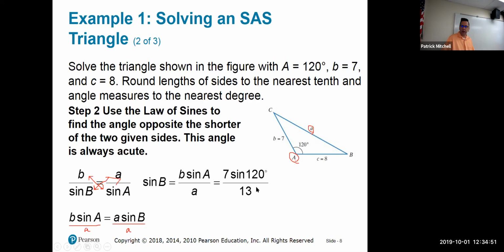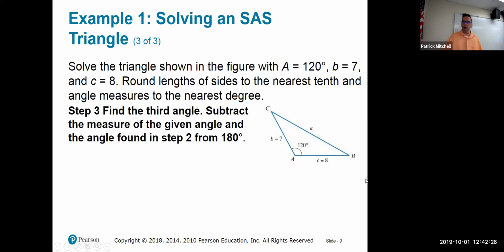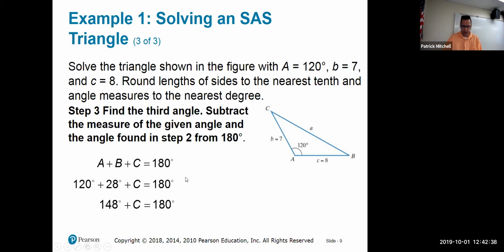7 sine 120 degrees divided by 13 is about 0.4663. And because we know that this unknown angle is acute, we can count on the calculator to give us the right value. We do not have to worry about this angle being in quadrant 2, okay? Like we sometimes did in the last section. All right, so you ask the calculator, what's the inverse sine of 0.4663? To the nearest degree, it is about 28 degrees. All right, so now that we have all 3 sides and we have 2 angles, it's very easy to find the last angle. You just use the fact that all 3 angles add up to 180 degrees. So the given angle was 120 degrees. We just found angle B is 28 degrees, which means angle C has to be 32 degrees.